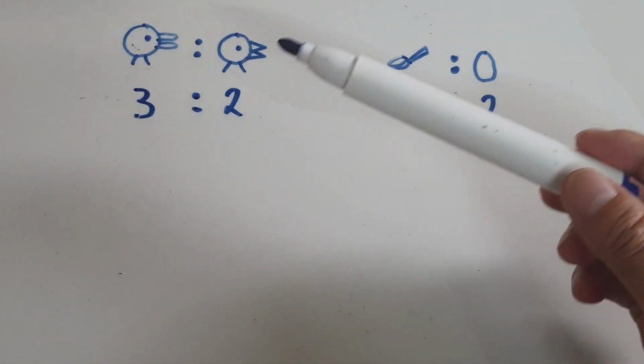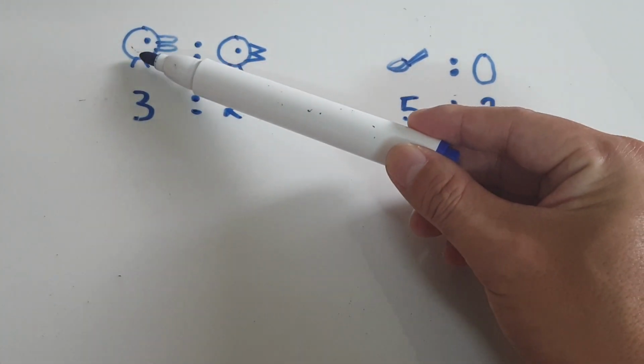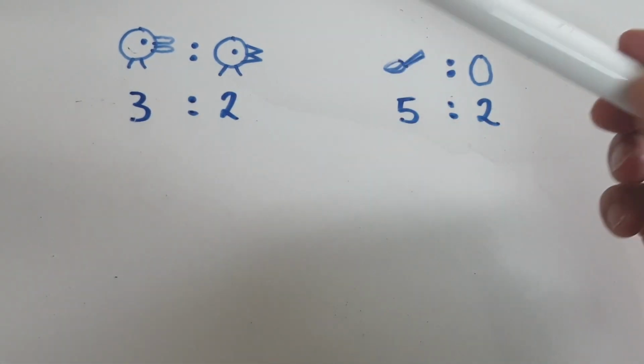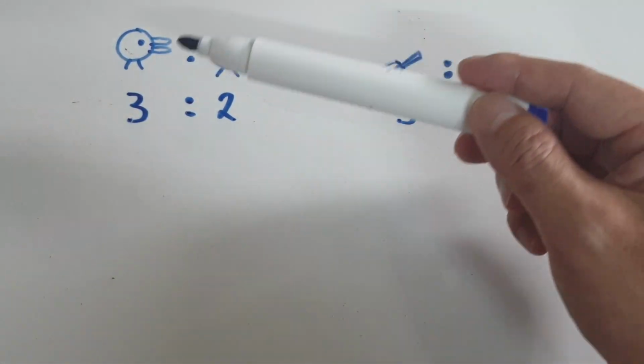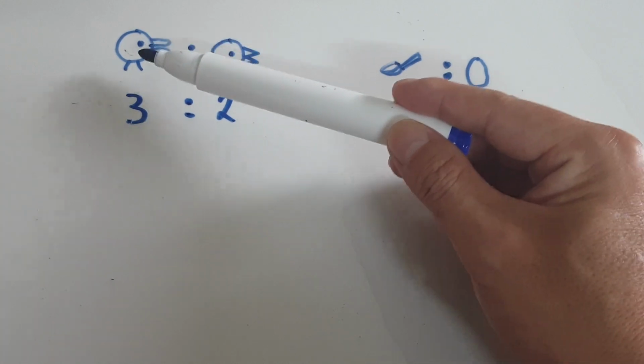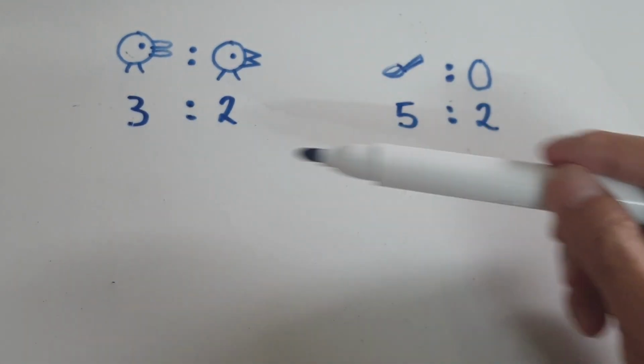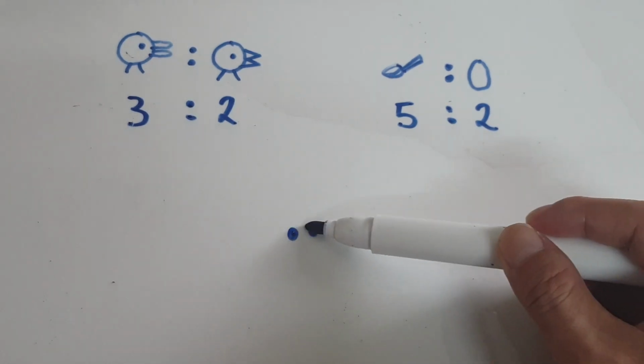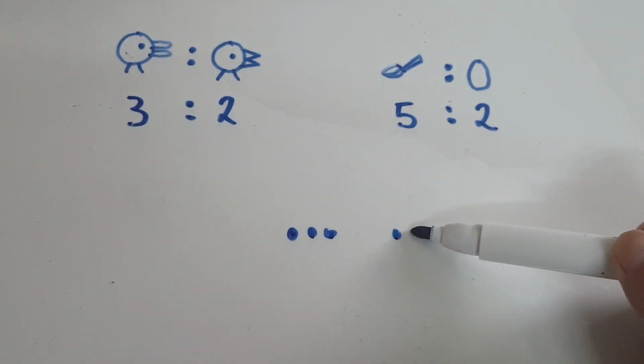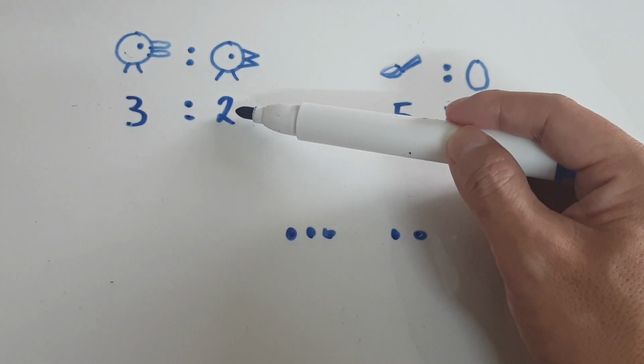We would use ratios to communicate how one thing is related to another thing. So for example, imagine I've got a farm. On my farm, the ratio of ducks to chickens is 3 to 2. So what that means is for every 3 ducks, there will be 2 chickens.